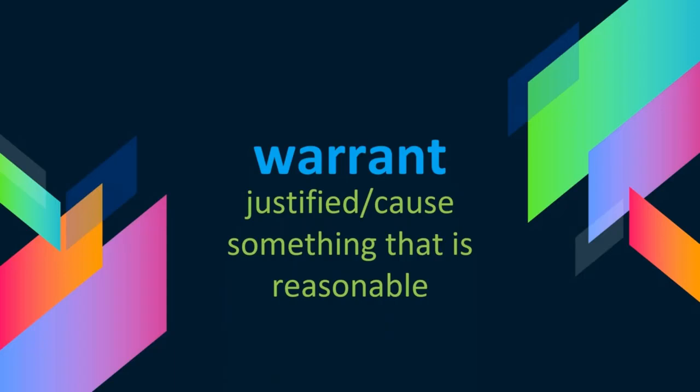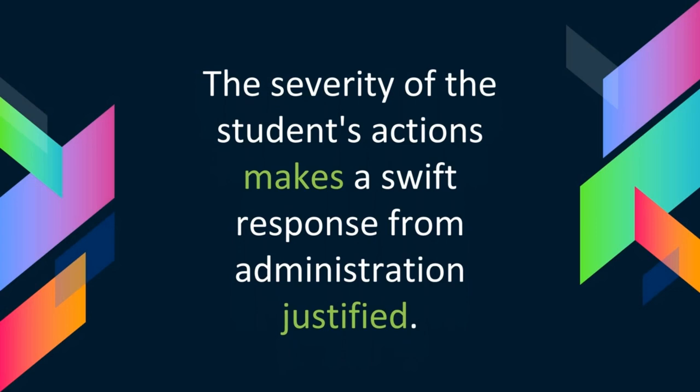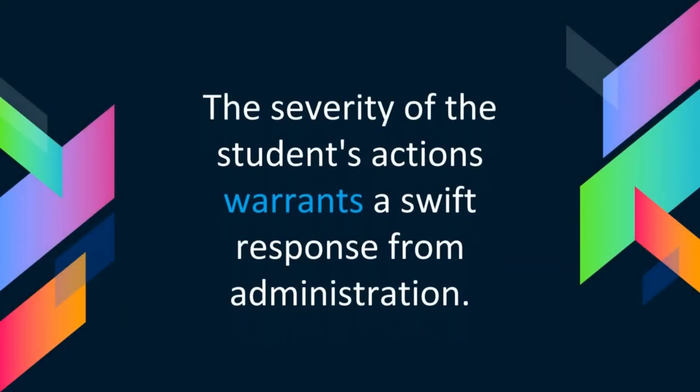The first verb for this lesson is warrant, to be justified, to cause something that is reasonable. The severity of the student's actions makes a swift response from administration justified. And we can use our advanced verb to streamline the sentence. The severity of the student's actions warrants a swift response from administration.